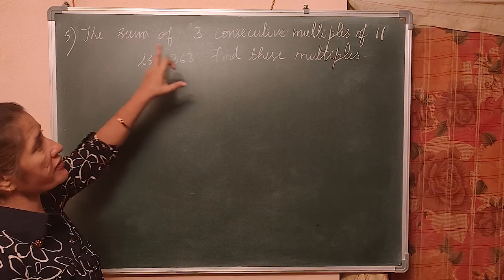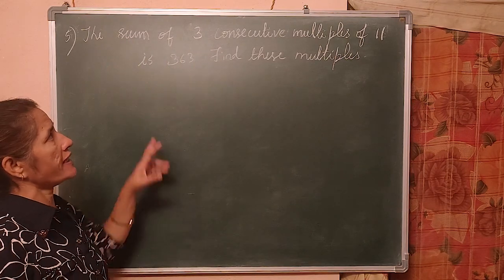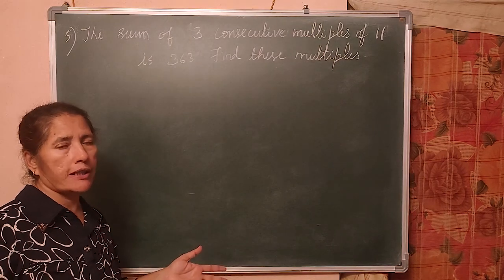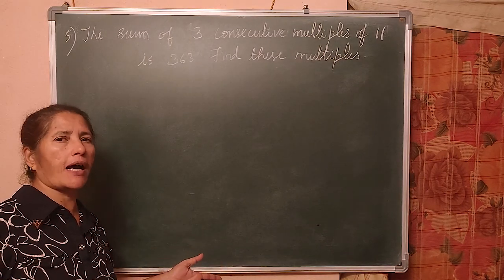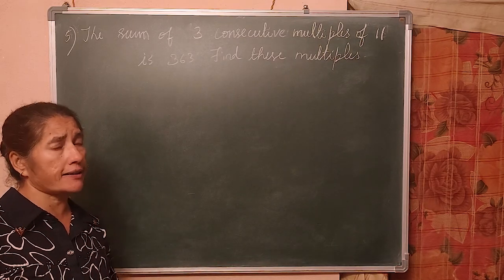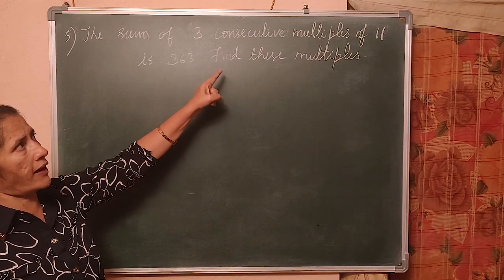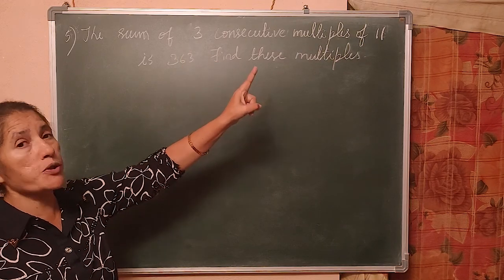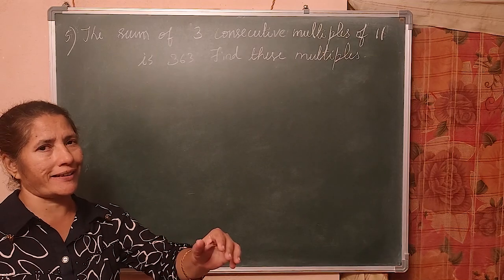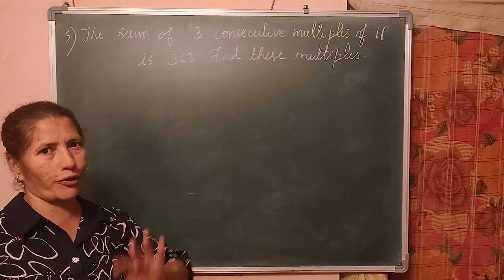The sum of 3 consecutive multiples of 11 is 363. What is the meaning of consecutive numbers? You know. Which are the 3 consecutive numbers if I ask? 3, 4, 5 or 5, 6, 7, which come one after the other. But one more condition they have given: 3 consecutive multiples of 11. So suppose I start 11, 22, 33, or 22, 33, 44. Like that.